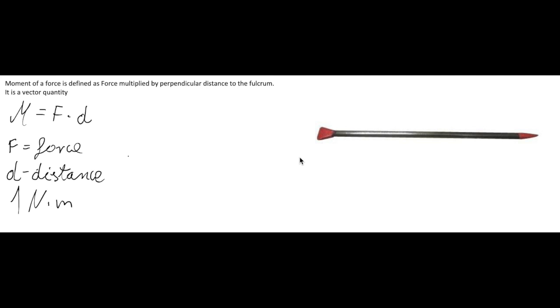Question 5. It's a typical type of question that we would see as question 12 in the Leaving Cert. For part A, we have to answer all the following. The first question is to define moment of force, and you can see that I wrote a definition as it should go in. Moment of a force is defined as force multiplied by perpendicular distance to the fulcrum, and it is a vector quantity, and the unit of moment is 1 Newton meter. So moment is force times distance, and its unit is 1 Newton meter.